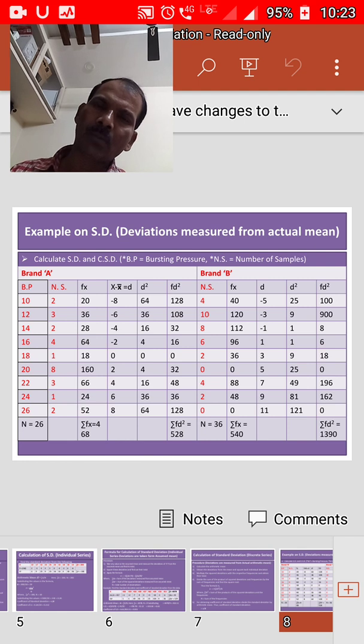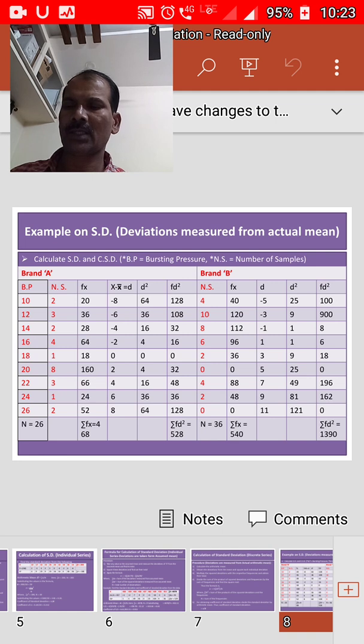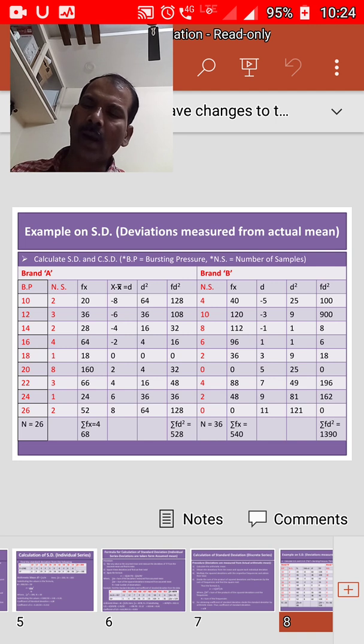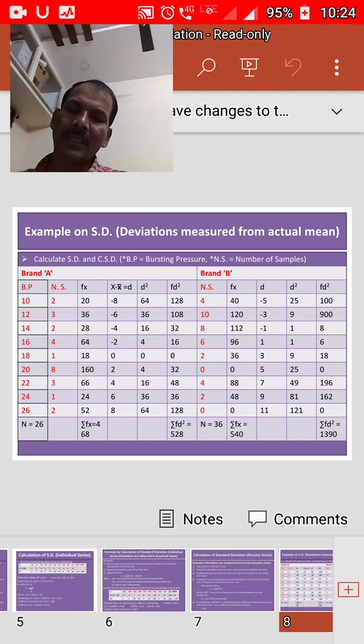Now you need to multiply all these square deviations with their respective frequencies, that is number of samples. 25 into 4, 100, 10 into 9, 90, 8 into 1, 8, 6 into 1, 6, 2 into 9, 18, 0 into 25, 0, 4 into 49, 196, 2 into 81, 162, 0 into 121 is equal to 0. If you add all these, the products of square deviations with their respective frequencies, you will get sigma fd square is equal to 1390.